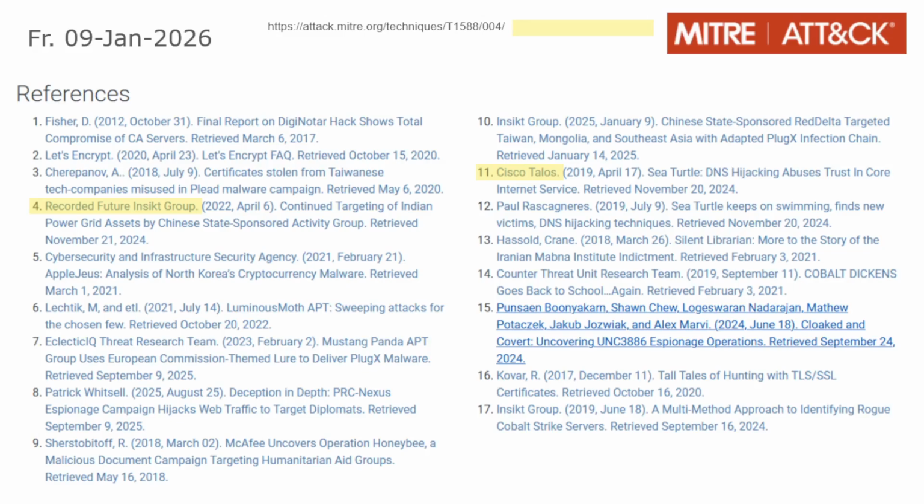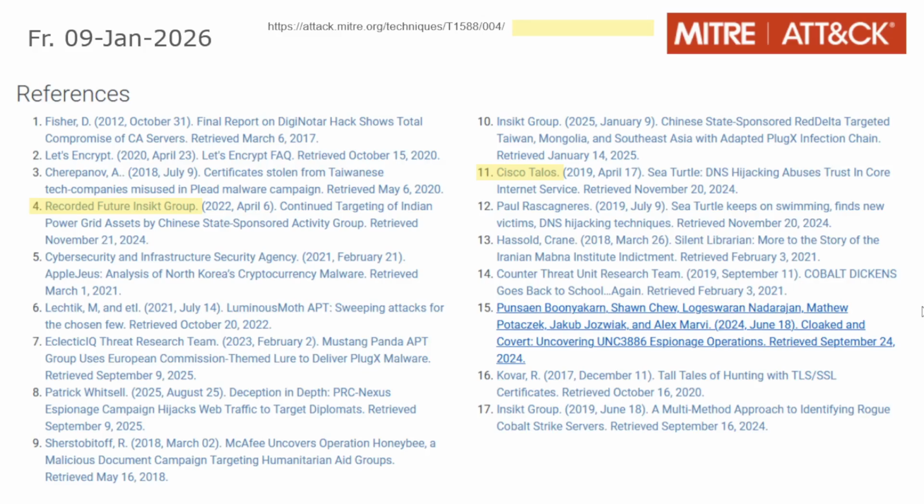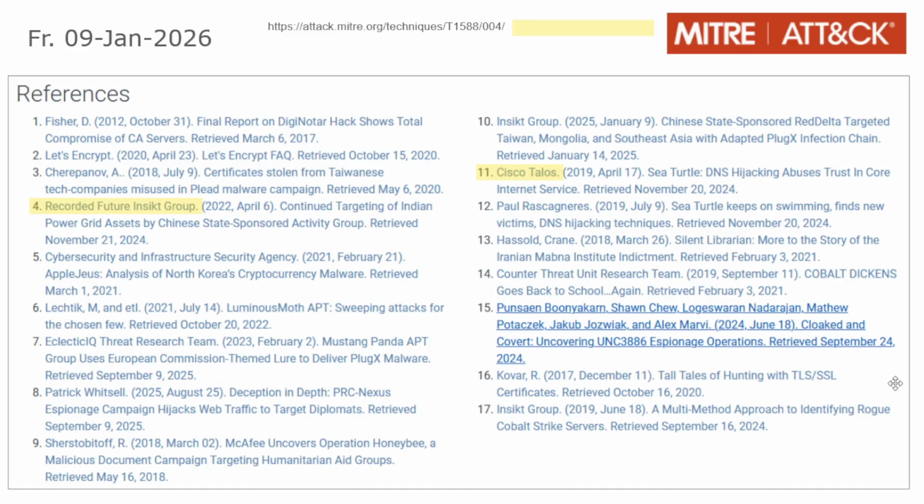Then, what else do you have? Counter Threat Unit. Cobalt Dickens. Cobalt Strike. Cobalt Dickens appears to be from 2019. Goes back to school again. And then Insect Group. We have seen them two times here, right? The Insect Group on Cobalt Strike. Yeah, so a little bit of information we have here.